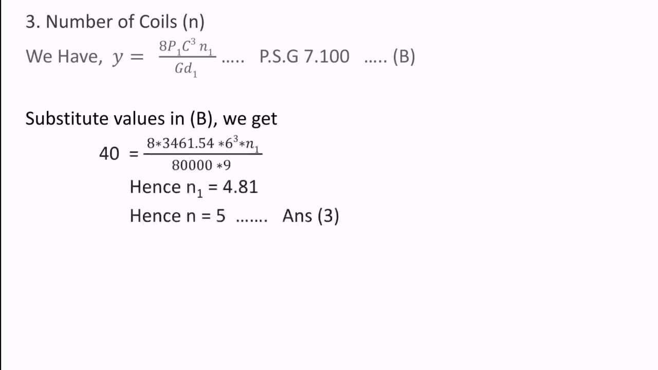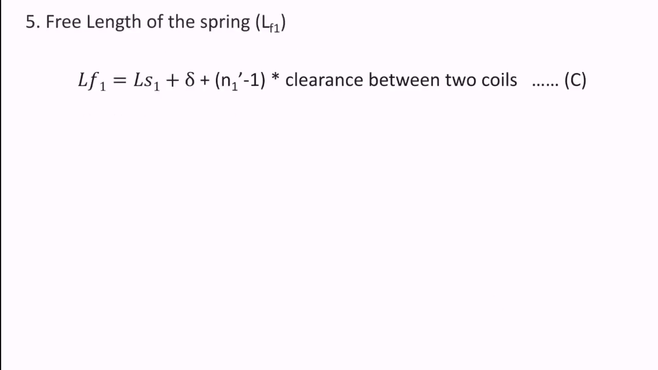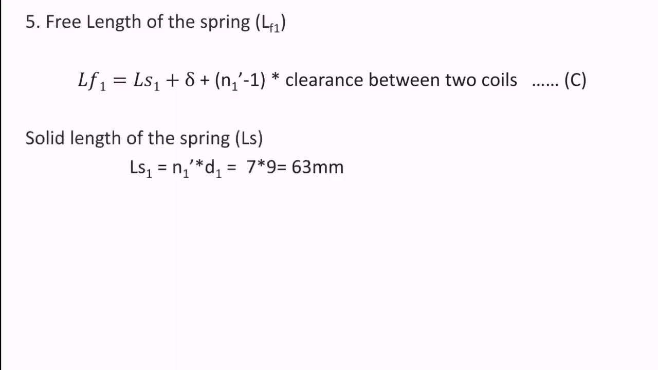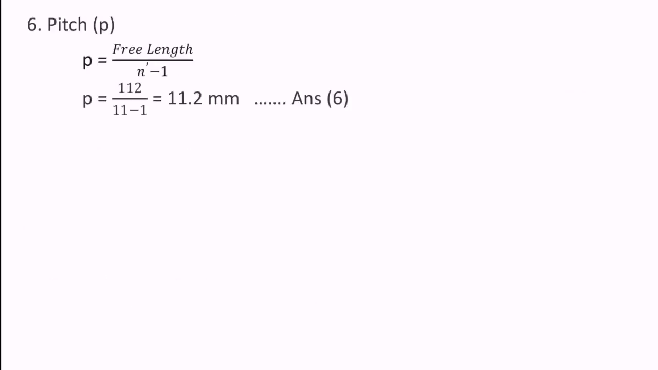For the total number of turns on spring 1, I have N1 dash is equal to N1 plus 2, because I am assuming square and ground ends. So I will get the answer as 7. The length of the outer spring, that is LF1. Using the same relation, LF1 is equal to LS1 plus delta plus N1 dash minus 1 into clearance between two coils. Solid length is given by the relation N1 dash into d1. So I will get the answer as 63, and assuming the clearance between two coils as 1 mm, I will get the answer for LF as 112 mm. This is for spring 1. Next is pitch. For pitch we have the relation p is equal to free length divided by N1 dash minus 1. So I will get the answer as 11.2 mm.